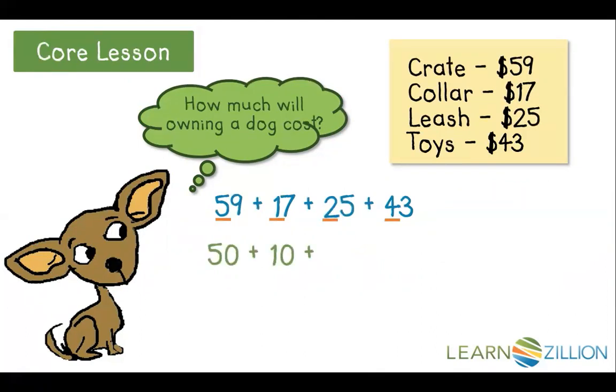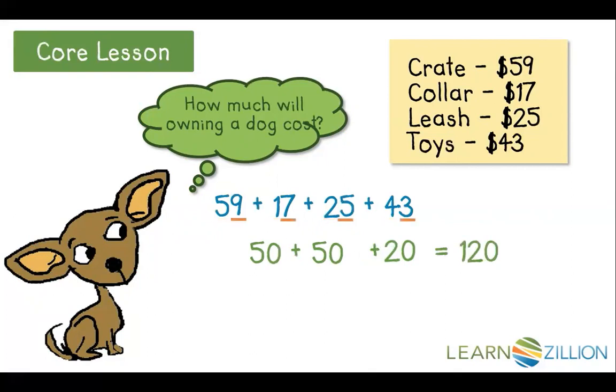50 plus 10 plus 20 plus 40. If I rearrange the addends, I can see that I can make 50 by adding 10 to 40. I then have 50 plus 20. I know that 50 plus 50 equals 100, so I just need to add 20 more to get 120.